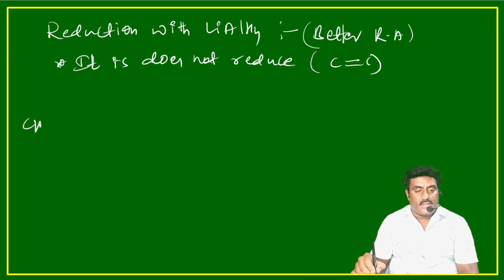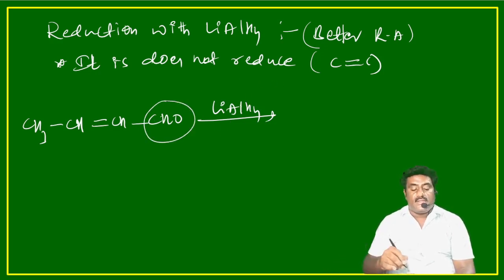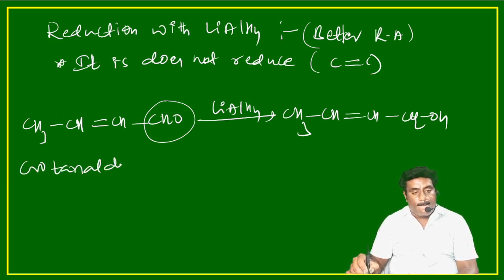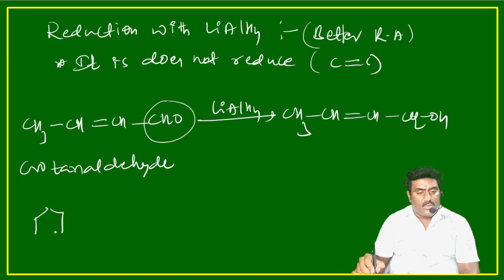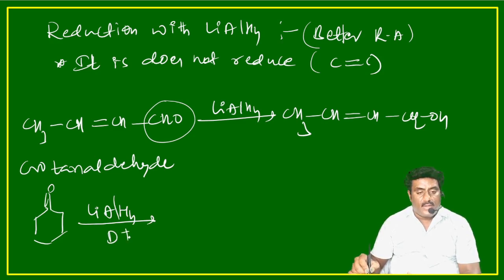I am writing CH3, CH double bond CH, CHO in presence of lithium aluminum hydride. What is the product? The aldehyde is converted to alcohol: CH3, CH double bond CH, CH2OH. The double bond is not reduced. It is crotonaldehyde. Have a look at one question: cyclohexanone in presence of lithium aluminum hydride, then H plus. What is the product? This is the product.